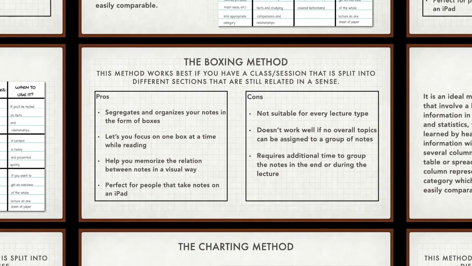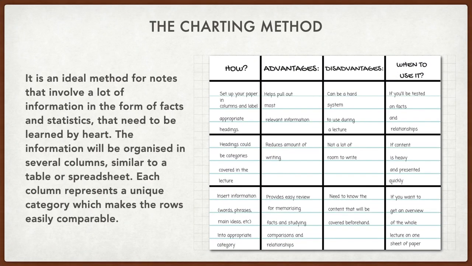Now moving on to the next method, which is the charting method. It is an ideal method for notes that involve a lot of information in the form of facts and statistics that need to be learned by heart. I've given you a great example here itself. Say you have a paragraph from which you have to make notes, which covers the how of the incident, the advantages, disadvantages, and when to use it. You can just make charts and hang them up on your study board, and this is done. One look at it and you're done.